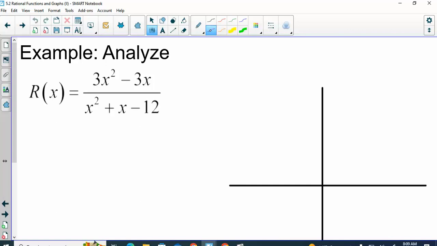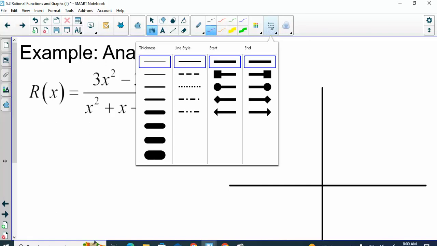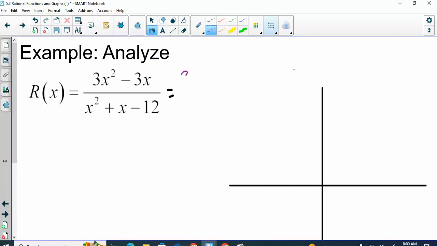On this one, what is the first step? Factor. How would you factor the top? Out of 3x. Okay, so if I take out a 3x, that leaves me with x minus 1. Alright, on the bottom, easy. x plus 4, x minus 3.